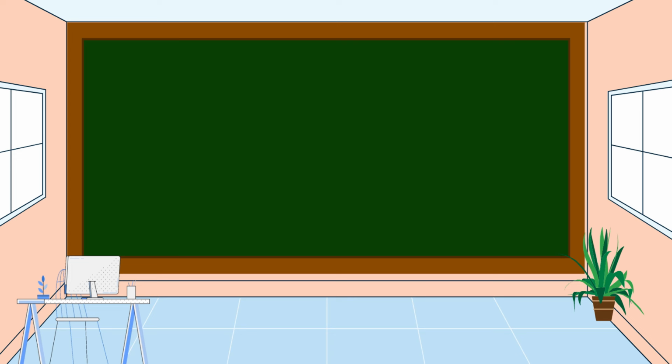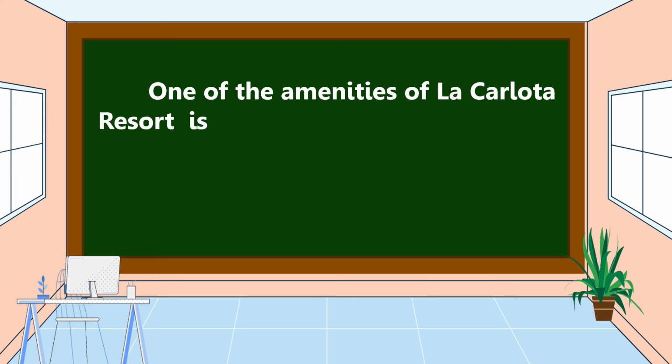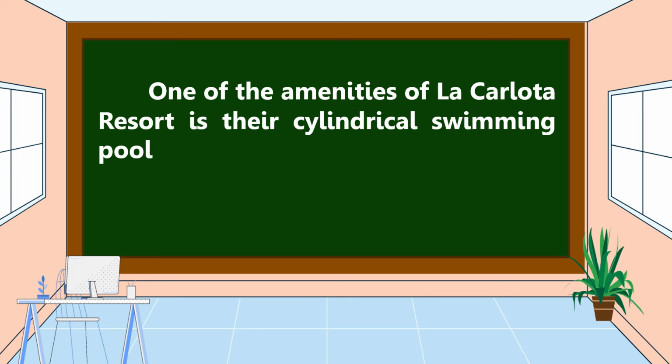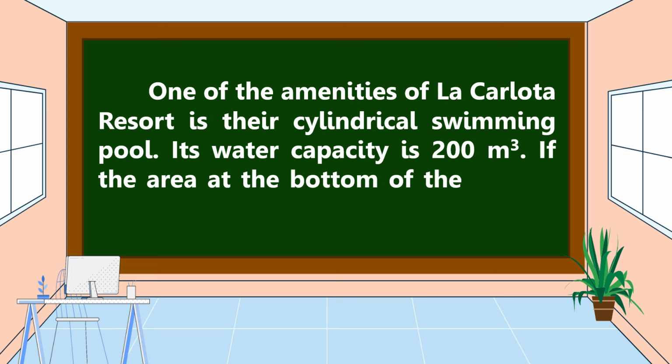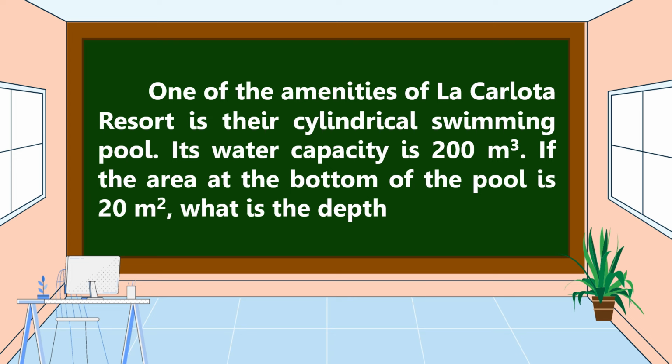Our first problem is a routine problem. One of the amenities of La Carlotta Resort is their cylindrical swimming pool. Its water capacity is 200 cubic meters. If the area at the bottom of the pool is 20 square meters, what is the depth of the pool?